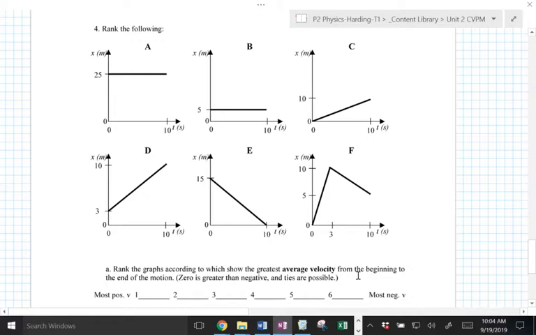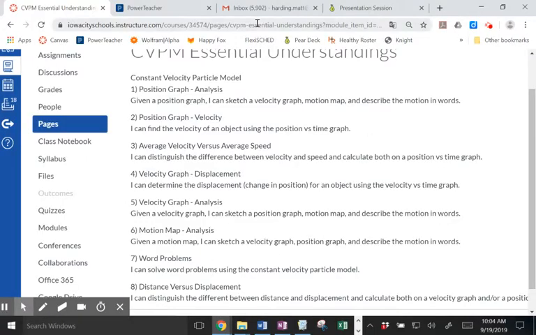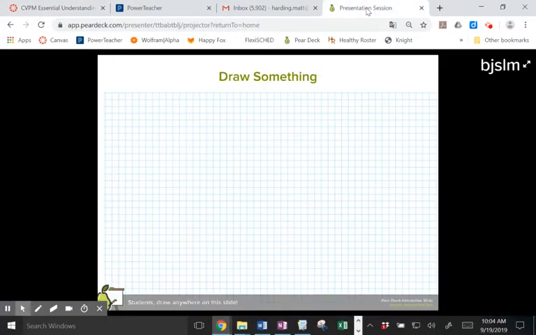Here are 6 graphs of position versus time. So this object has that position-time graph, okay? You are to rank them based on the greatest average velocity from the beginning to the end of the motion, okay? So I'm going to throw this up here and then change up the Pear Deck here.